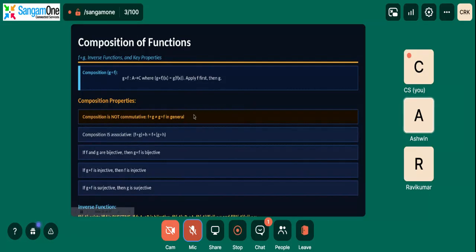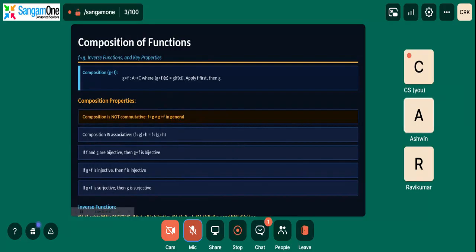Composition is not commutative. Like f of g is not equal to g of f in general. Like you can say that 1 plus 3 is equal to 4, and also 3 plus 1 is equal to 4. But in composition of functions, it is not commutative in general.